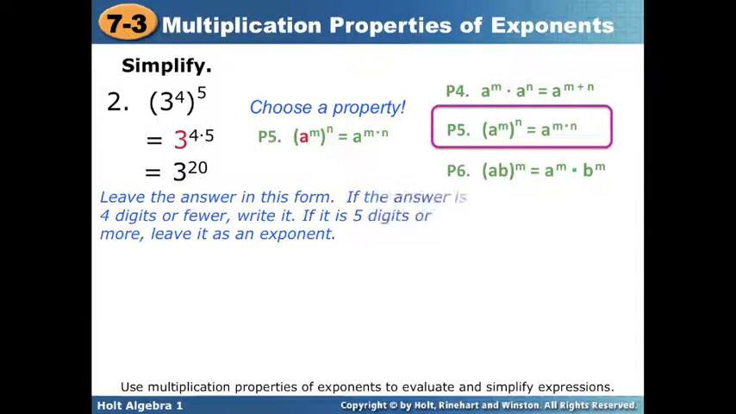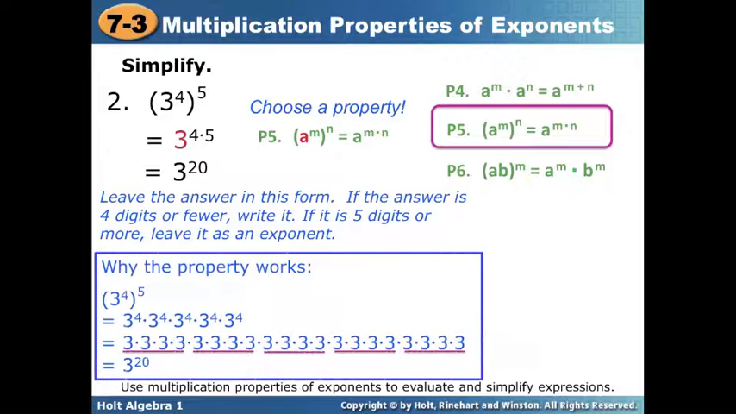You can leave this answer in this form because the answer is more than 5 digits. This property works because if you're using repeated multiplication, you can write out 3 to the 4th 5 times, and then write out again using repeated multiplication. 3 to the 4th is 3 times 3 times 3 times 3. And then you may count 20 of those 3's. So that would be written 3 to the 20th.